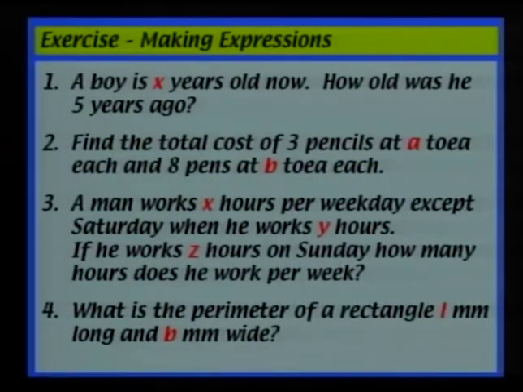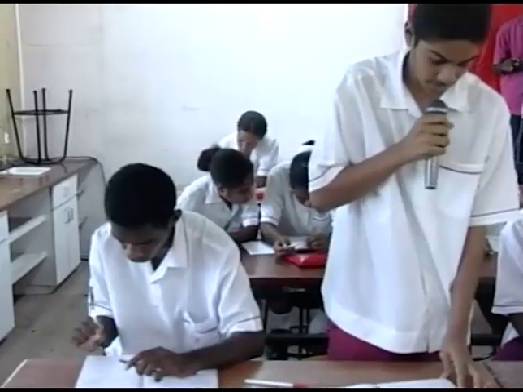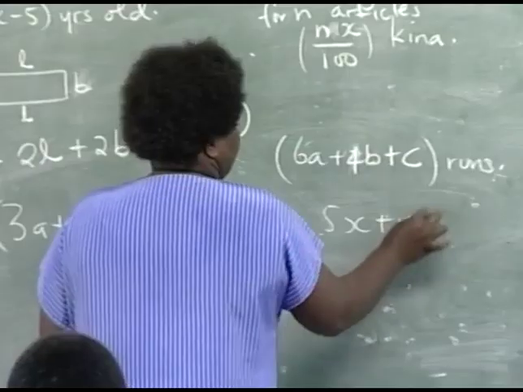Okay, number 3. Andrew. A man works X hours per weekday except Saturday when he works Y hours, and he works Z hours on Sunday. How many hours does he work? 5X plus Y plus Z. Okay. Good.